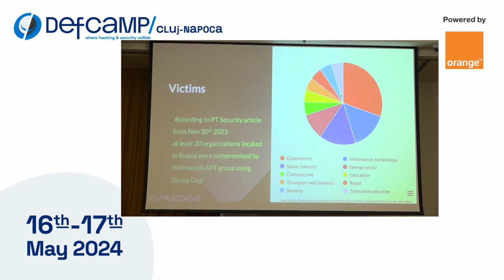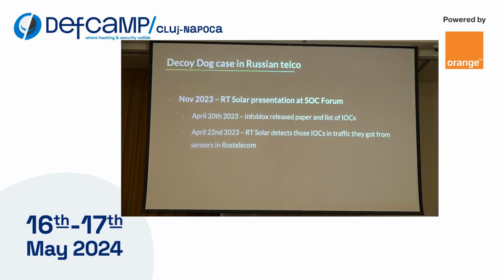And the same month, actually before this article, a case of this telco was described at a SOC forum event, also in Russia, by a company called RT Solar. They also referred to our paper. Basically, we released the paper on April 20th, and on April 22nd, they noticed IOCs from this paper in the traffic they got from a DNS sensor in Rostelecom.